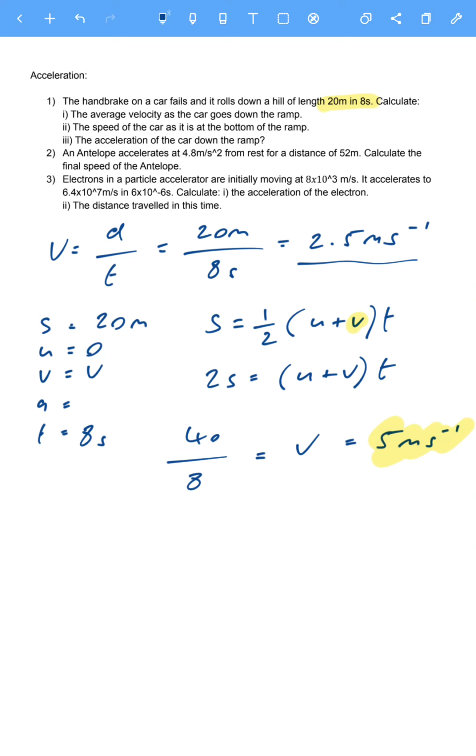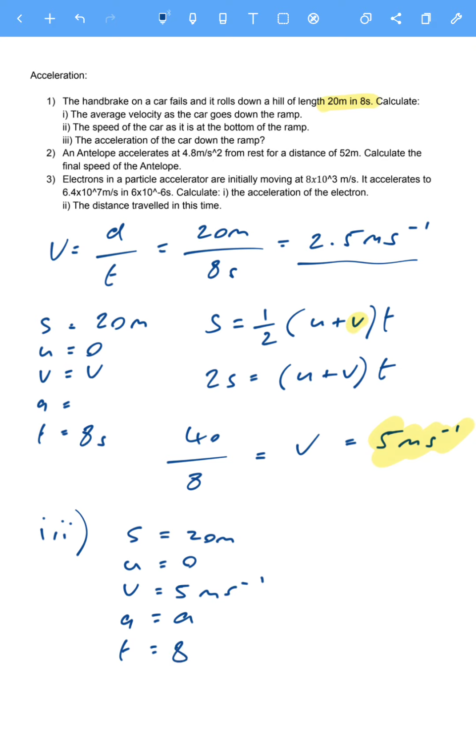Hopefully that's all right. And then part 3, the acceleration of the car down the ramp. So let's do SUVAT again. So positive down the ramp. So the displacement is 20 meters. The initial speed 0. Final speed we now know is 5 meters per second. The acceleration is what we're looking for, and the time is 8 seconds.